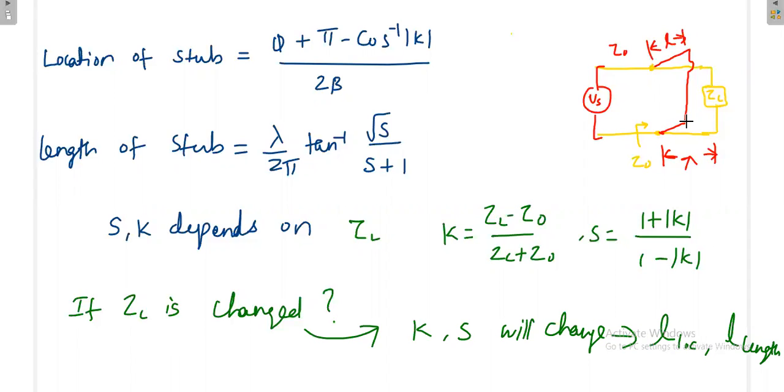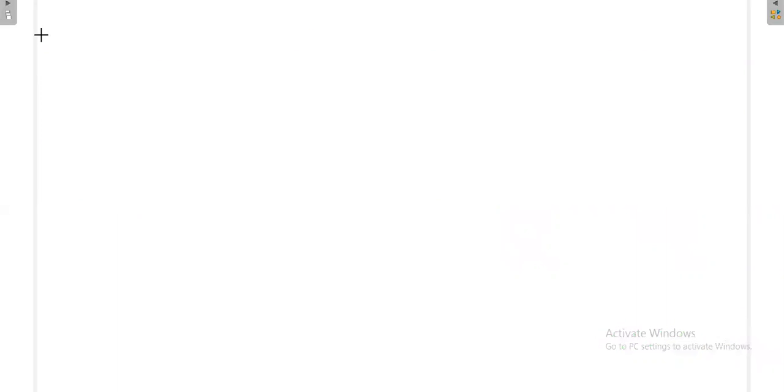That's why we are going for double stub matching. This is the limitation of single stub matching. We are not going to discuss double stub matching in detail, but because of this limitation, we go for double stub matching. So what is the limitation of single stub matching? The limitation of single stub matching.